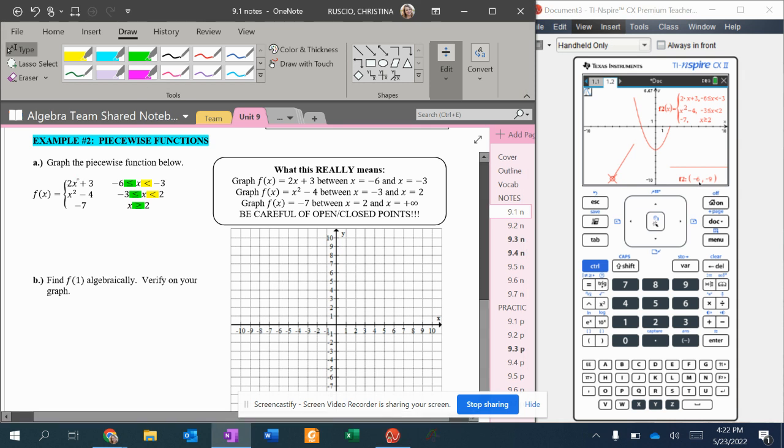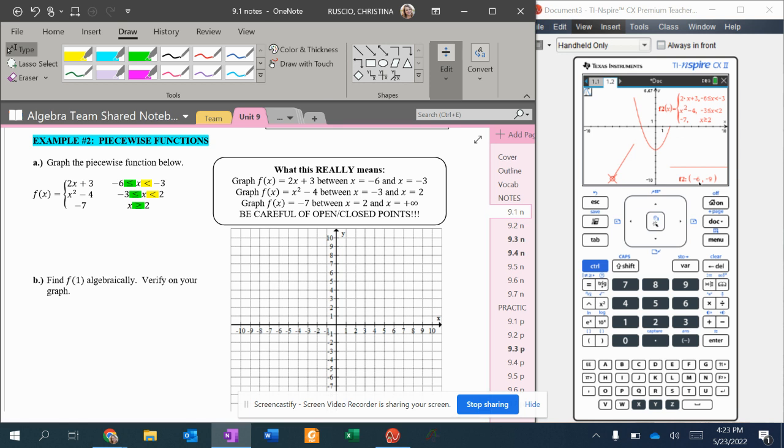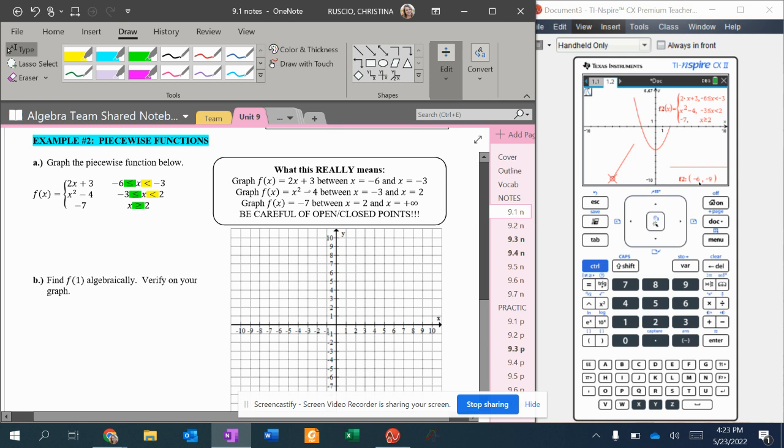Each one of these 3 pieces, remember again what this means. We're going to graph a line, y equals 2x plus 3, between x equals -6 and x equals -3. Graph f of x is equal to x squared minus 4 between -3 and 2. And then we'll graph f of x, or y, is equal to 7 between 2 and infinity. Why infinity? Well, it says x is bigger than or equal to 2 forever and ever and ever. We're never going to end.